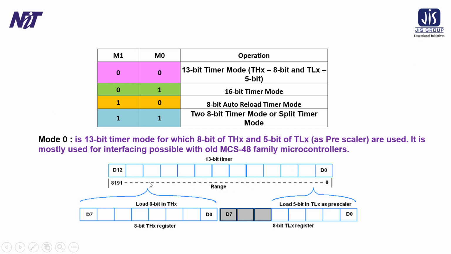So it is the 13-bit timer mode. This is D0 to D12, a total of 13 bits. It is a combination of THX 8-bit and TLX, which is 5-bit. Out of the 8 bits, only 5 bits are used. So mode 0 uses the 13-bit timer mode.